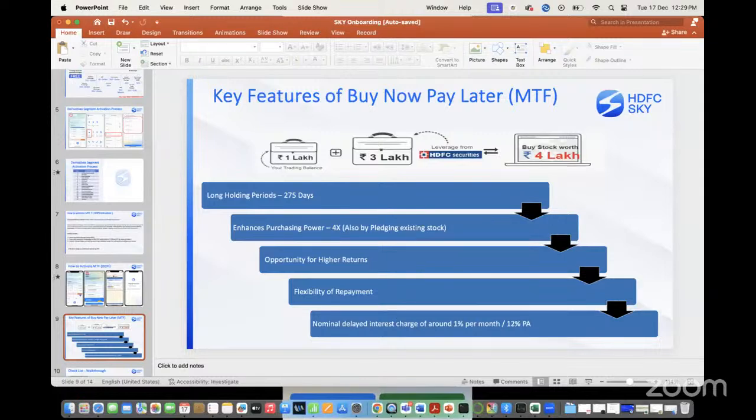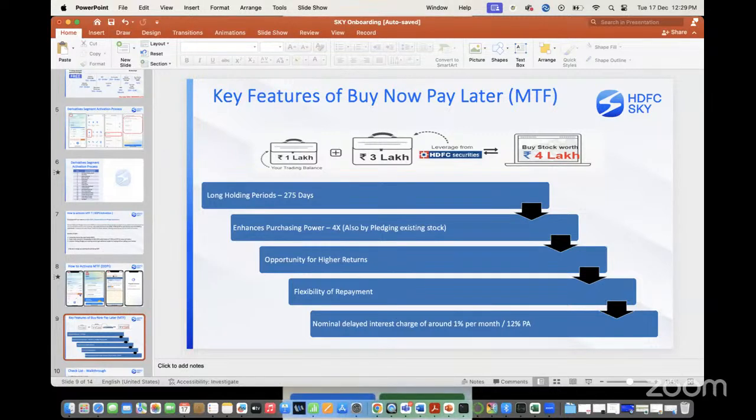2200 rupees, approximately 2000 rupees. But with MTF, if I click buy with MTF, I only have to pay 707 rupees. The rest of the money will be funded by HDFC. You can simply review the buy order and place the order.